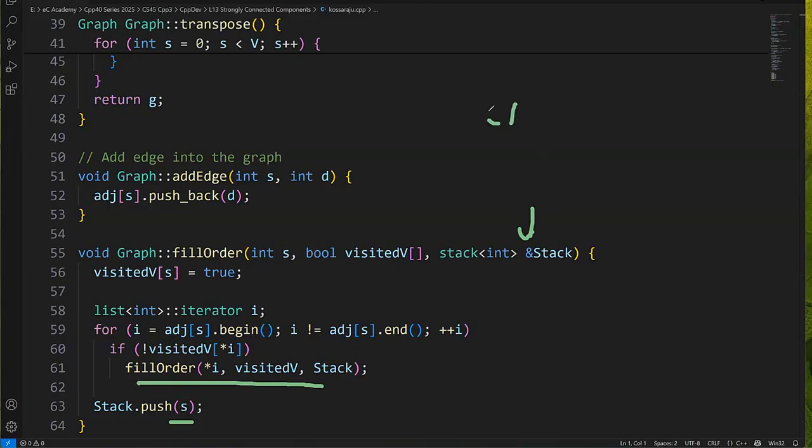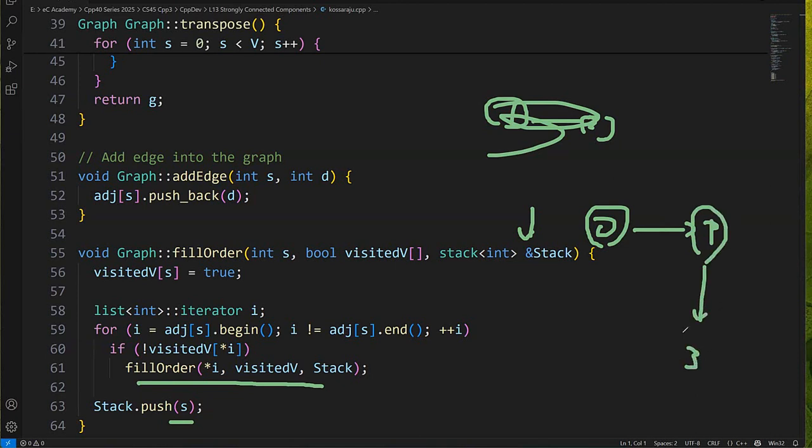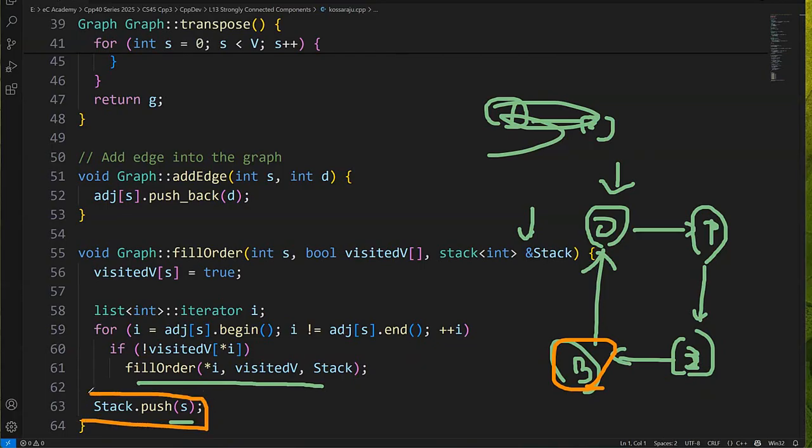Say you have 0, 1, 2, 3, and 3 will visit the 0. Once you try to visit the 0, you will not visit it because you have already visited it. So at that time, your 3 will be the first to be pushed into the stack, because this one is depth first. Depth first, your deeper one will be pushed in.